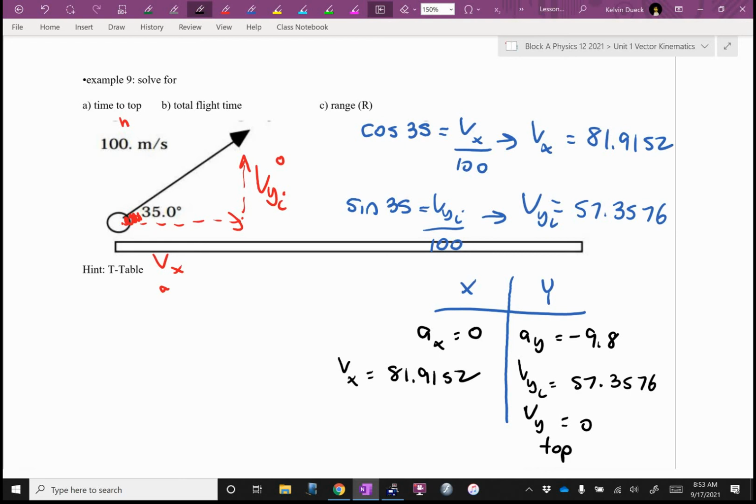Hey, which column do I know three things in? Why? Because I asked you to. Which column do I know three things in? Why? Because I asked you to. Come on, you missed that joke.